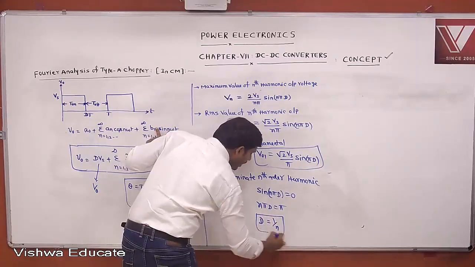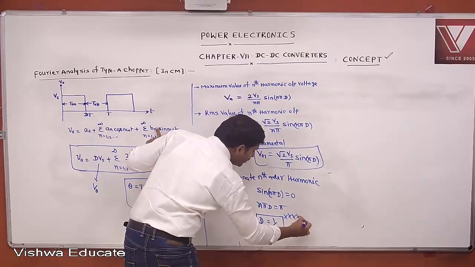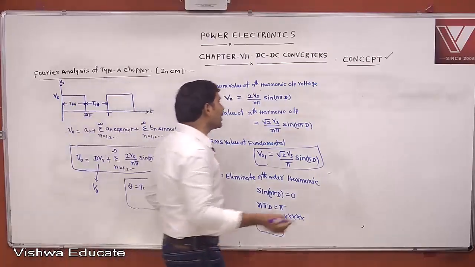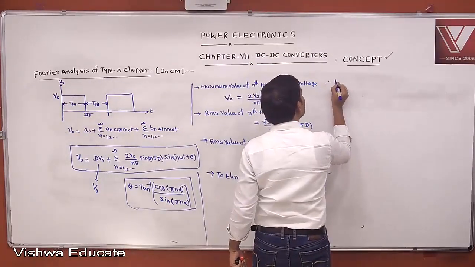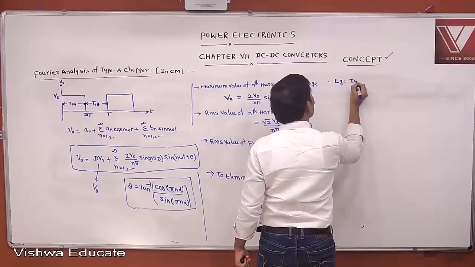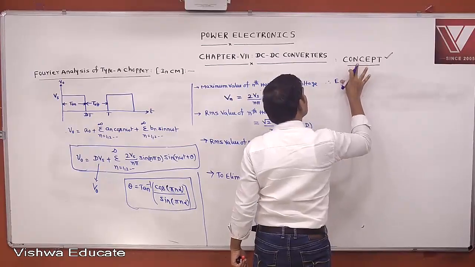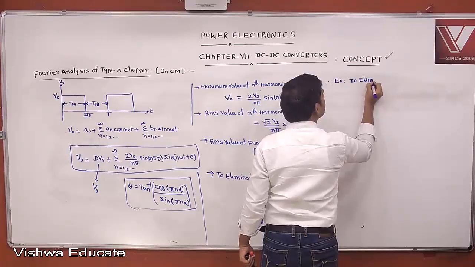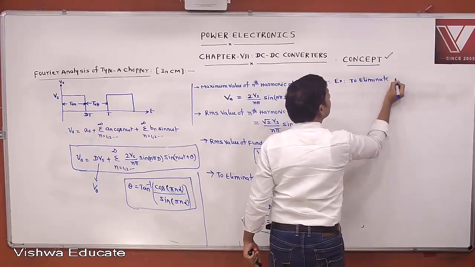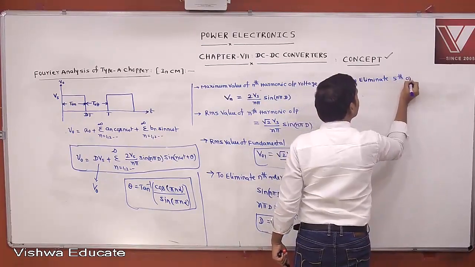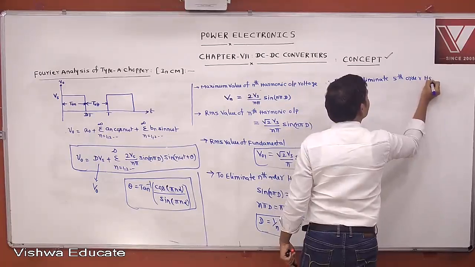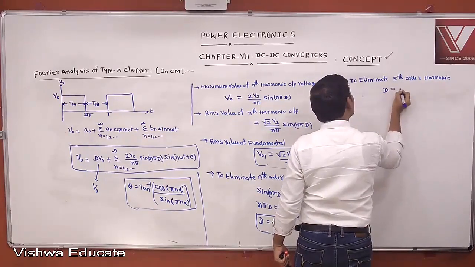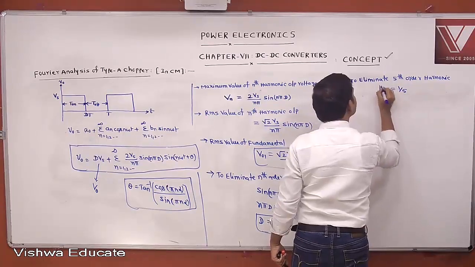Important. What is the duty cycle you maintain to eliminate nth order harmonic? For example, to eliminate fifth order harmonic, what is the duty cycle equal to? Duty cycle equal to 1 by 5. Like this we calculate.